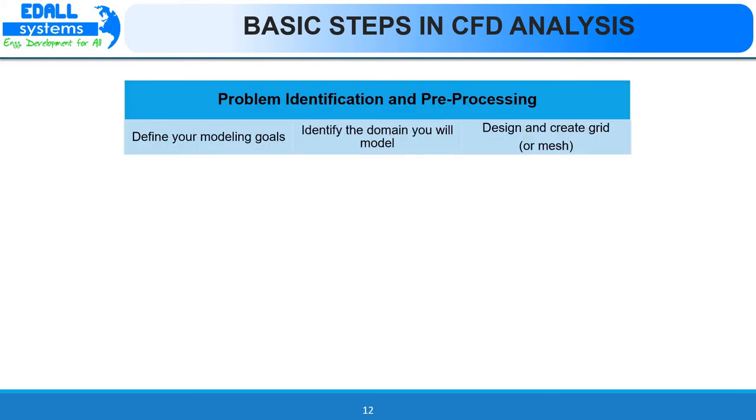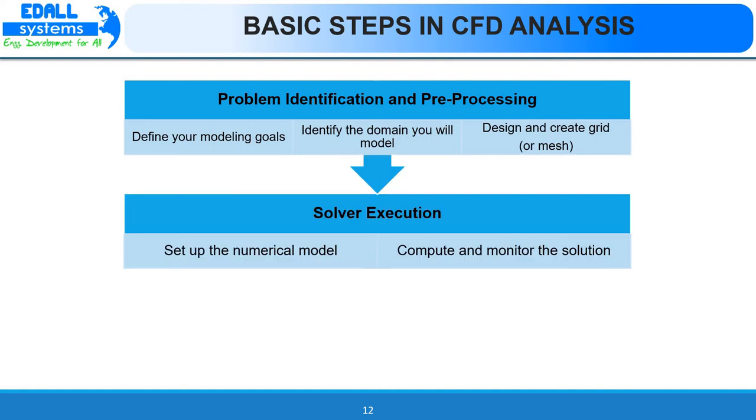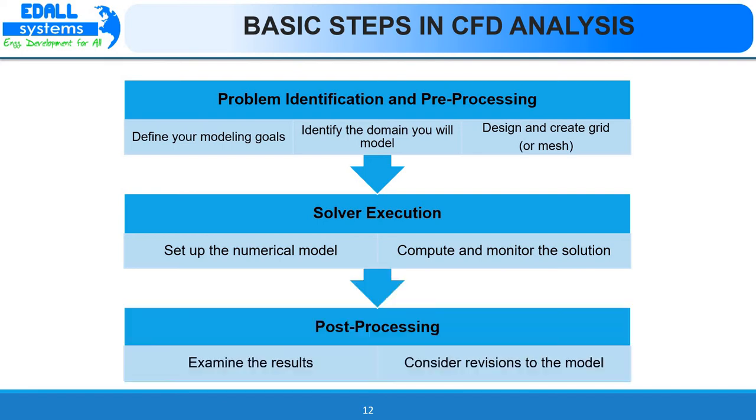First step is problem identification and pre-processing, which includes defining modeling goals, identifying domain you will model, design and create mesh or grid. Second step is solver execution, which includes setting up numerical model, compute and monitor the solution. Final step is post-processing, which includes examining the results, considering revisions to the model.